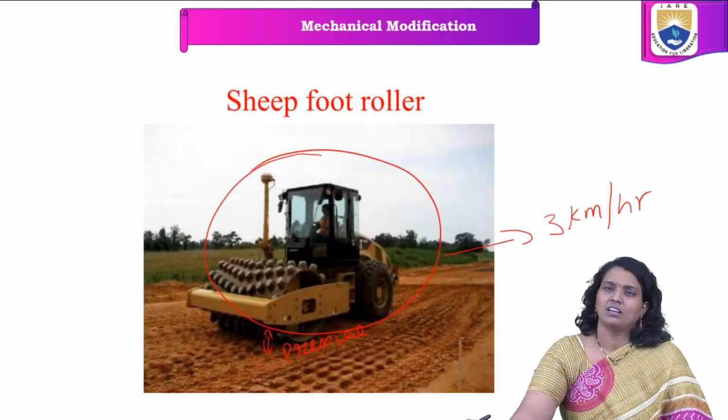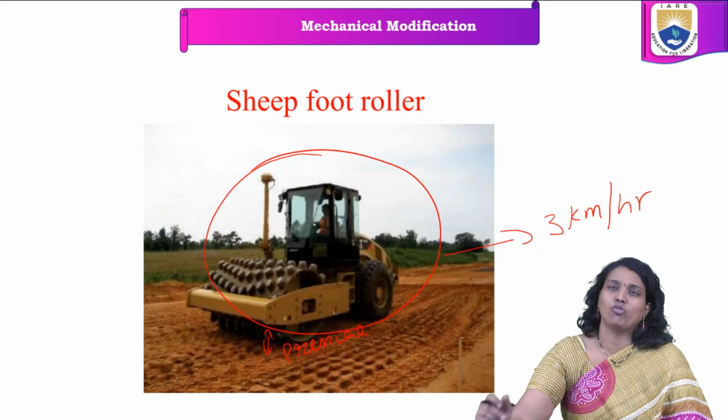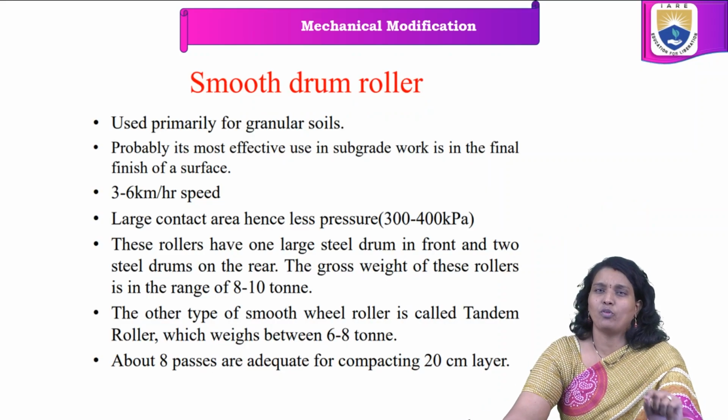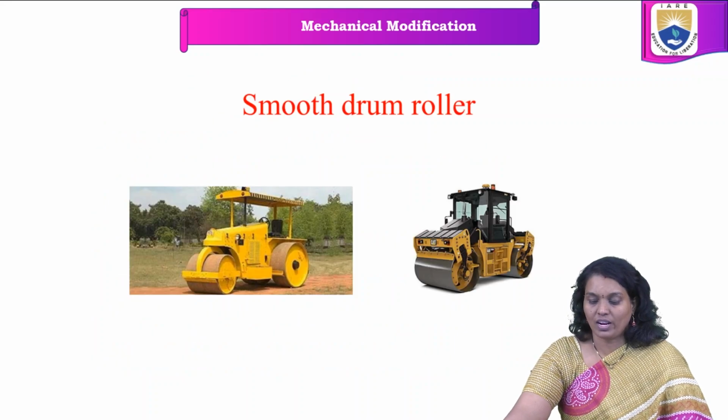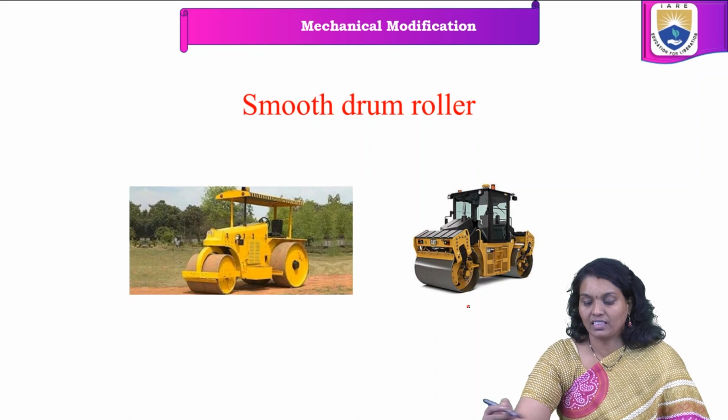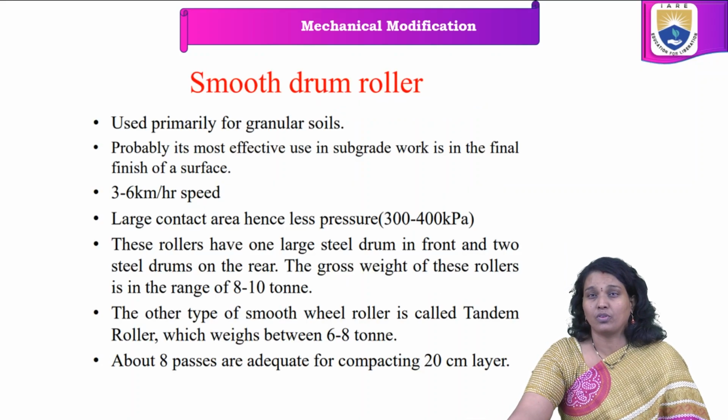So this is the machinery which we use. This is the equipment for the sheep foot roller. Coming to the smooth drum roller, it looks like this. This is the drum shape, it is like this. So, the smooth drum roller.